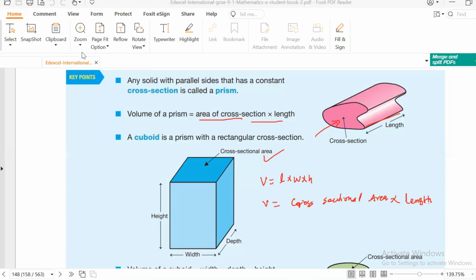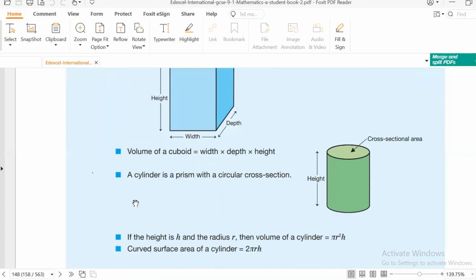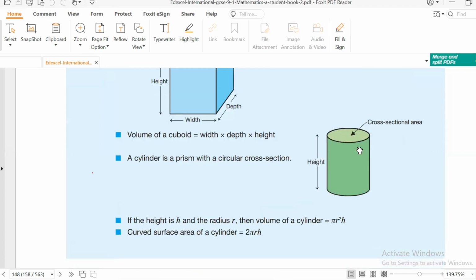Next we move on to another formula, which is the cylinder. The volume of a cylinder is pi r squared h. When you consider it as a prism, a cylinder is a prism with a circular cross section. The top part of the cylinder we will consider as the cross-sectional area, and we know the formula for the area of a circle is pi r squared. So we multiply the cross-sectional area by the height to get the volume of this prism, which is in the shape of a cylinder.